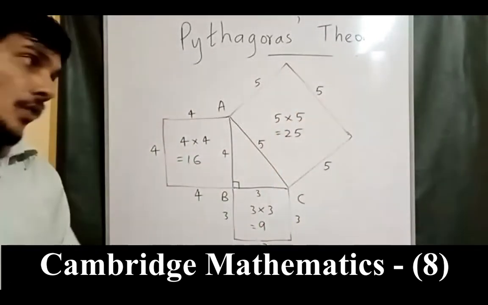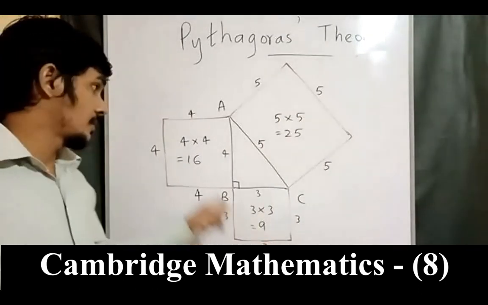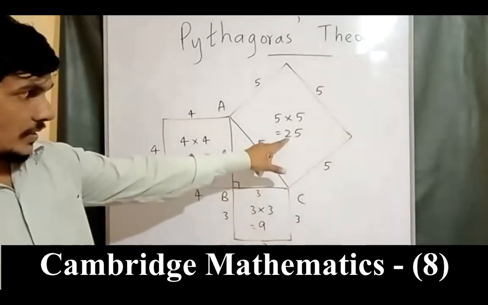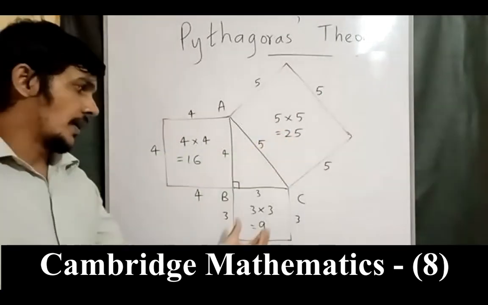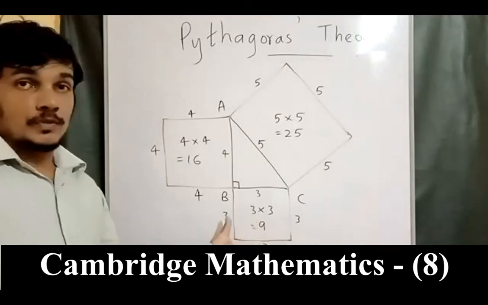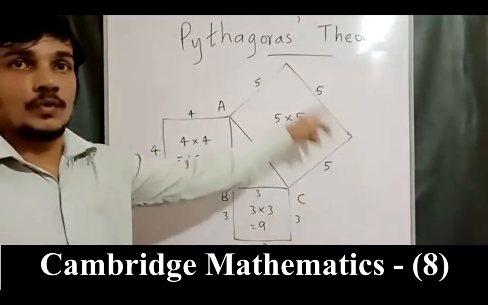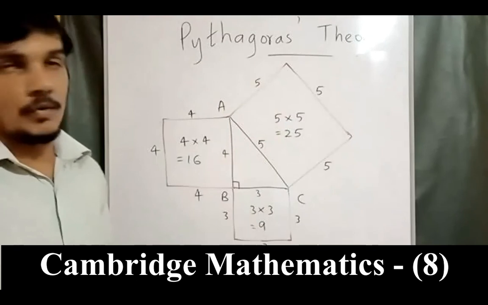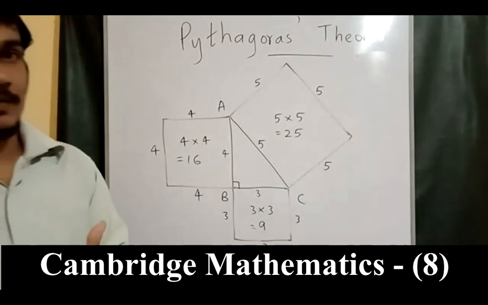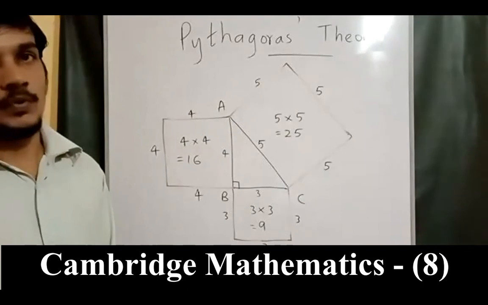Okay. Now, I can write down the addition of 9 and 16. 9 plus 16, how much? 25. Can you see that area? When I get the sum of the areas of these two squares, 9 and 16, it becomes 25. That is equal to the area of this square which I have drawn on the hypotenuse. So this is how we do the Pythagoras theorem. But they don't ask you to prove the Pythagoras theorem, rather apply it. But I have shown you the method, how we can prove it.